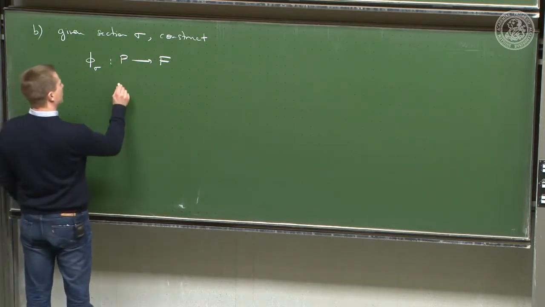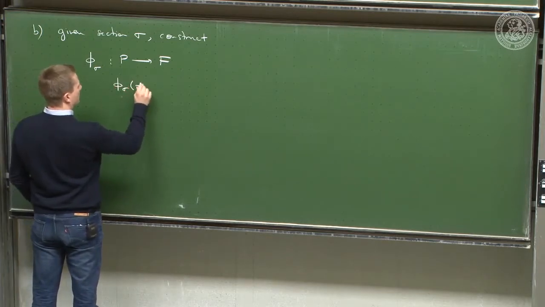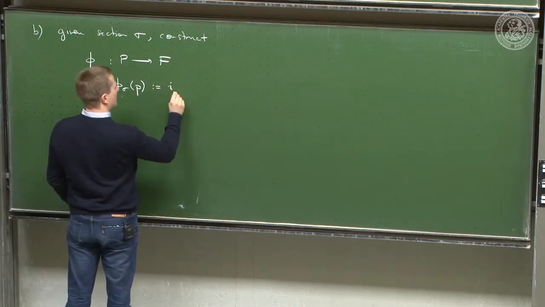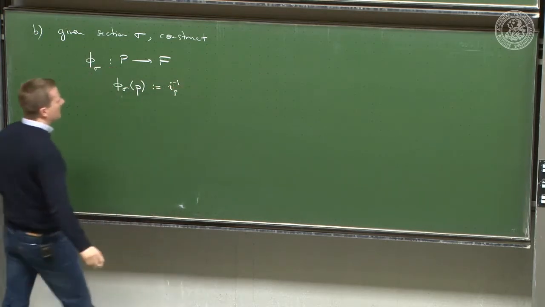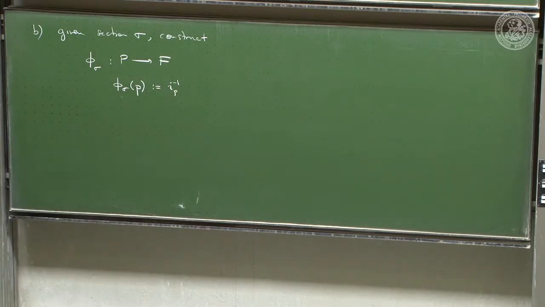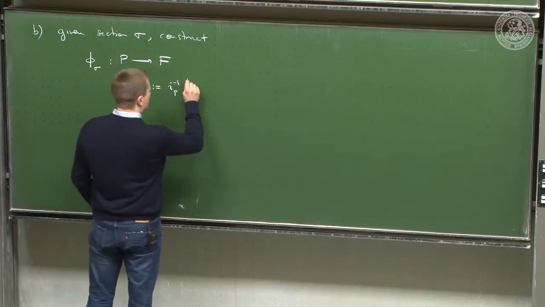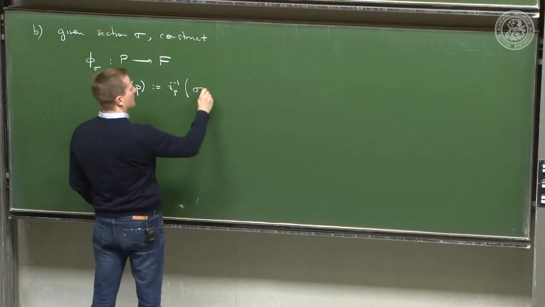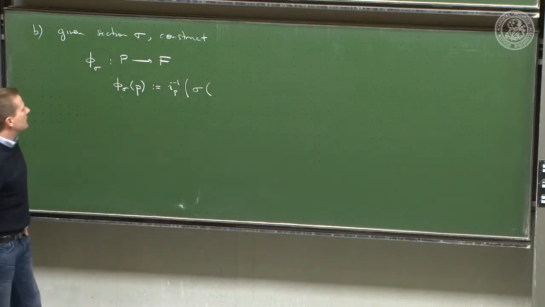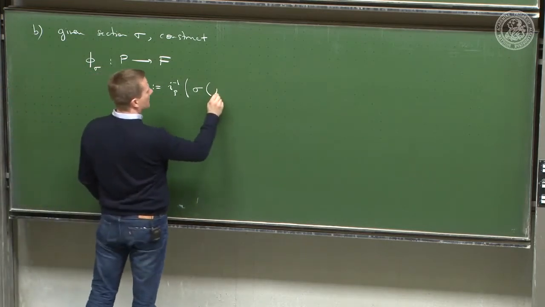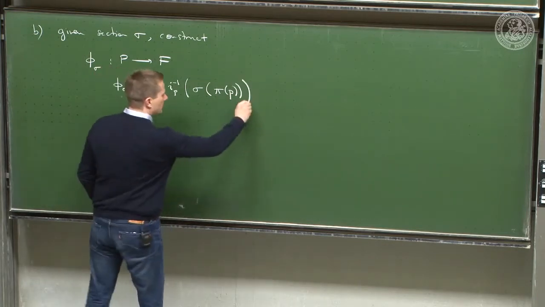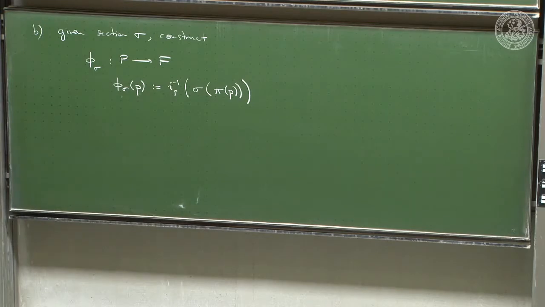And this phi_sigma of a point p of the principal bundle is defined as the inverse of a map I_p we met before, but I write it down again, applied to sigma. That's the sigma we start from. The sigma needs to eat an element of M, but this is an element of P. Well, we can use the principal bundle projection pi and project it down and plug this in. Anyway, that's the definition.